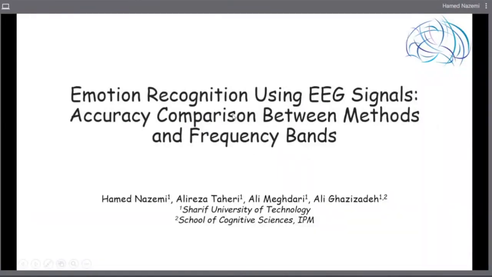Hello everybody, today I present an abstract entitled Emotion Recognition Using EEG Signal, Accuracy Comparison Between Methods and Frequency Bands.